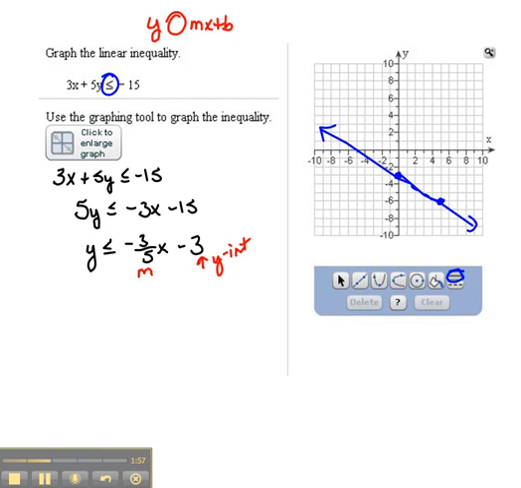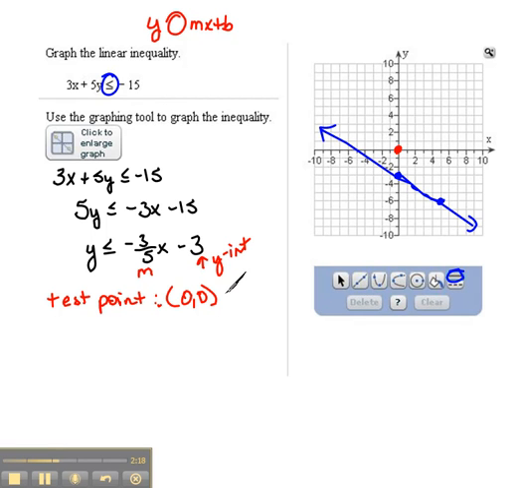Now our third and final step is we have to use a test point. Now 0, 0 again is always my favorite test point to use. But if you wanted to use a different one, you certainly could. You could use any point as long as it was clearly on one side or the other of the line.